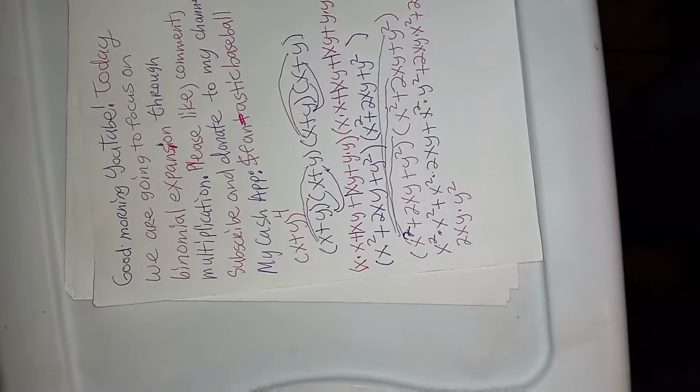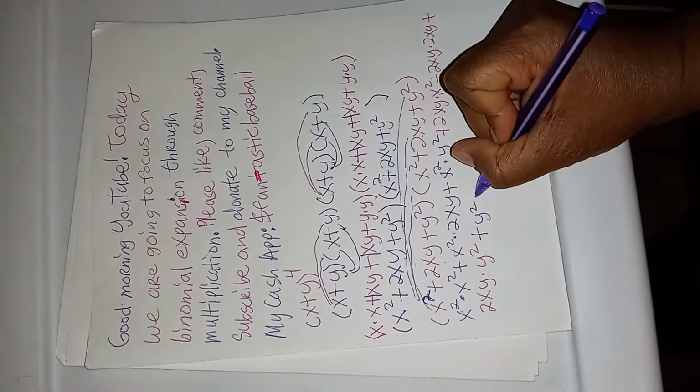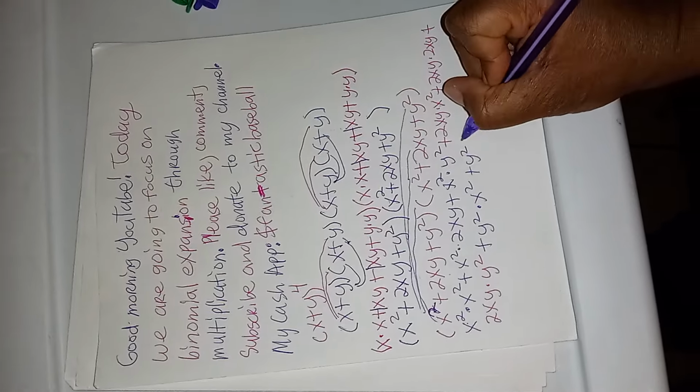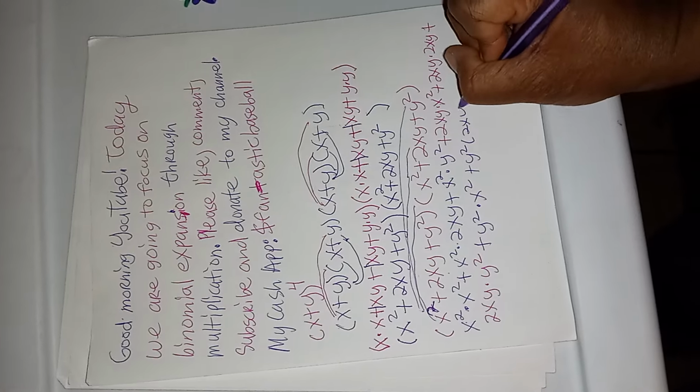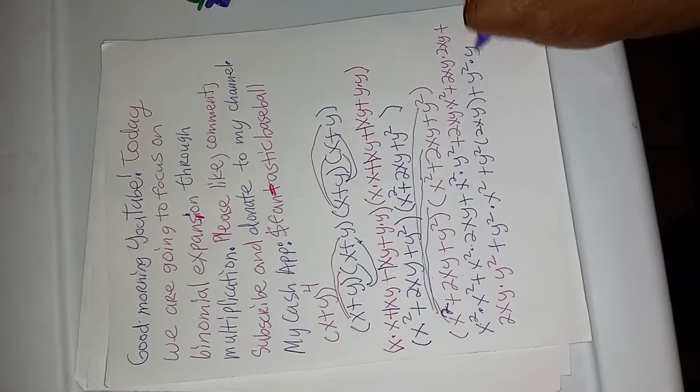Now we're going to take the third term in the first parentheses and multiply it by x squared plus 2xy plus y squared in the second set of parentheses. So, plus y squared times x squared plus y squared times 2xy, and then plus y squared times y squared. Now we are in business here. So let's have this marinate.